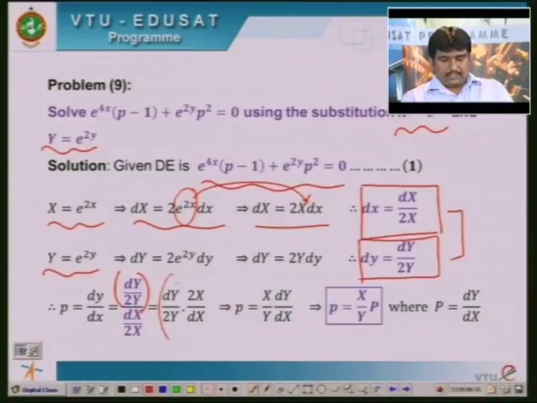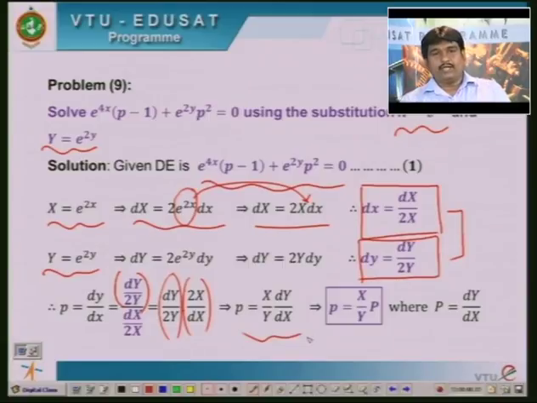You can write this as dy by 2y into 2x divided by dx. After simplification, you get small p as capital X by y into dy by dx. I'll call this term, derivative with respect to the new variable, as capital P. So small p is capital X by capital Y into capital P. I'll substitute all these things.